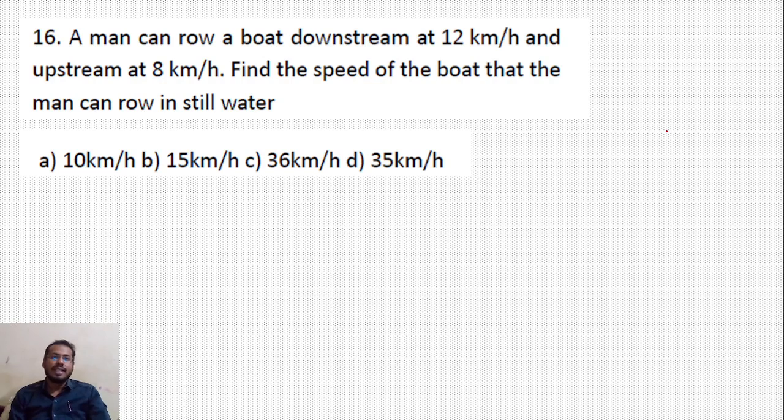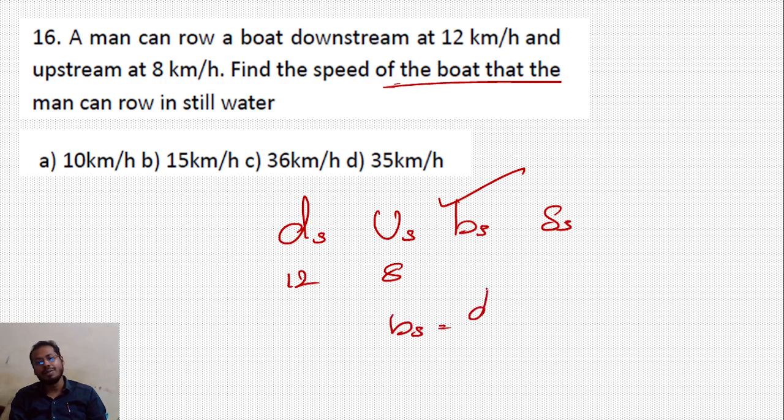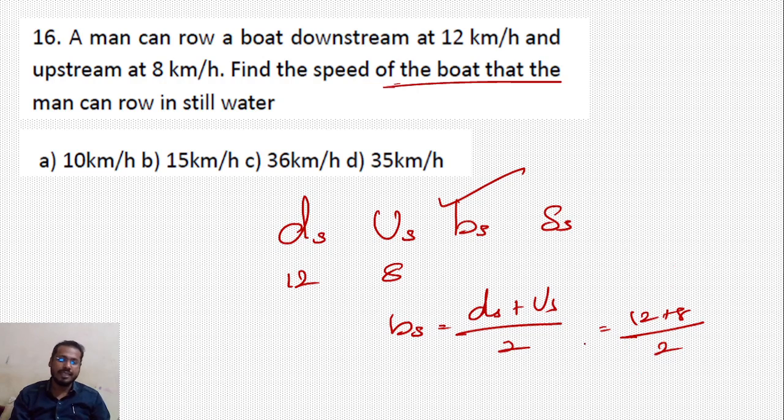A man can row a boat downstream at 12 km per hour and upstream at 8 km per hour. This is a simple question, guys. This is the actual first model. Downstream speed, upstream speed, boat speed, stream speed. What is downstream speed? 12 km per hour. What is upstream speed? 8 km per hour. Find the speed of the boat, that is, the man can row in still water. So they want boat speed. What is the formula for boat speed? bs is equal to ds plus us over 2. So that is nothing but 12 plus 8 over 2. 12 plus 8 is 20, 20 divided by 2 is 10. That's the correct answer.